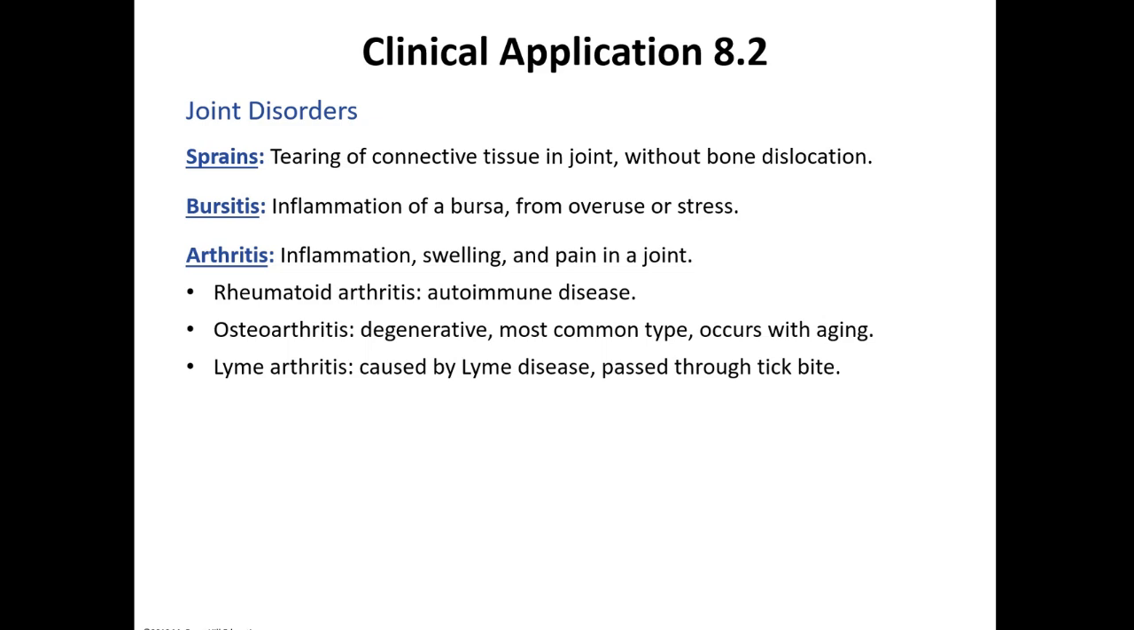Now, if the tendon that attaches muscle to bone is what is torn, then we call that a strain. But if the ligament is what is torn, we call that a sprain. And then we have what they call bursitis, which is inflammation of a bursa from overuse or stress.